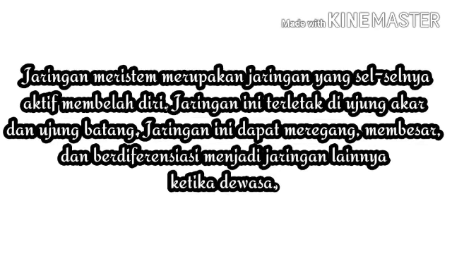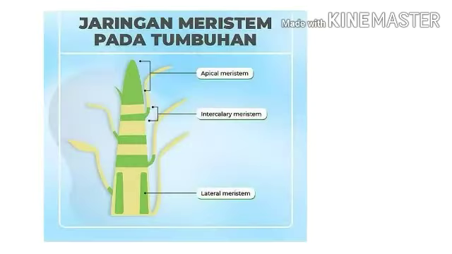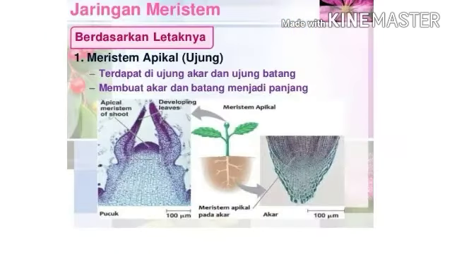Based on the location, the meristem tissue is divided into three parts. There are apical meristem, intercalary meristem, and lateral meristem. You can look at the picture. The apical meristem is at the tip, lateral meristem at the side, and intercalary meristem at the segment. The apical meristem is a meristem that is located at the end of organs such as stems and roots. This apical meristem functions to form apical shoots as the embryo of new tissue.